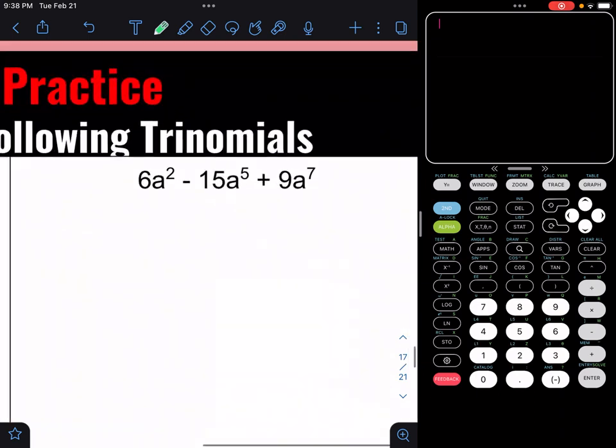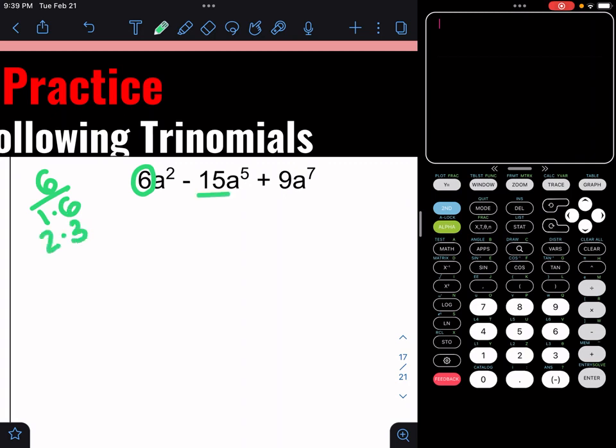And let's look at this. My smallest number here is 6. The factors of 6 are 1 and 6, 2 and 3. So I'm going to try to do 15 divided by 6. That doesn't work. Okay. Does 15 divide by 3? Hey, that works. And 9 divides by 3. That works. So my GCF is definitely going to be 3. And then my smallest x is a squared. So my GCF is 3a squared.